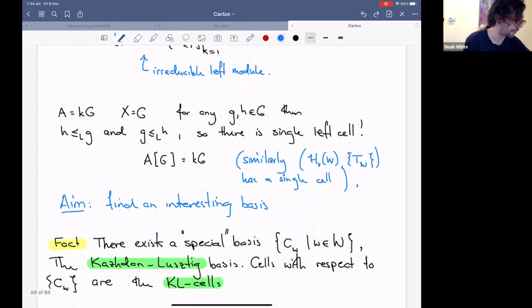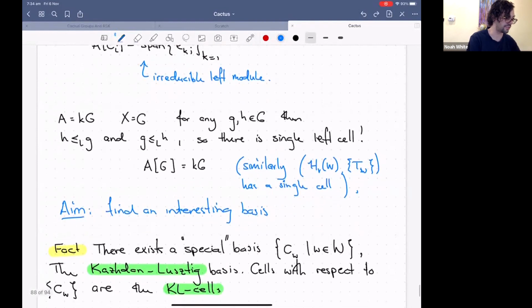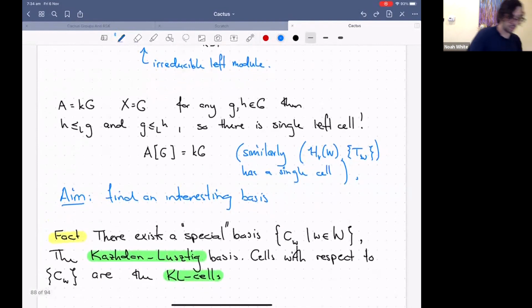Okay, and so what is the special basis that we're going to use, the interesting basis? Well, there's a very special one for the Hecke algebra called the Kazhdan-Lusztig basis, and I'm not going to define what it is. I'm just going to tell you that it exists and hope that you've heard about it enough that you're convinced that it's something useful. And the cells that we're going to be interested in are the cells with respect to this basis. So these are called the Kazhdan-Lusztig cells, the Kazhdan-Lusztig left, right, and two-sided cells. Okay, are there any questions about cells before I tell you how the Cactus group comes in?